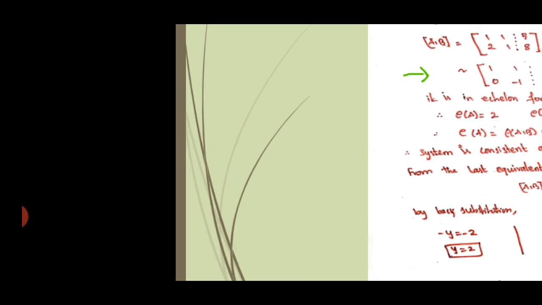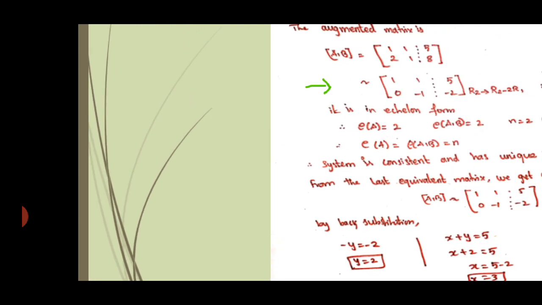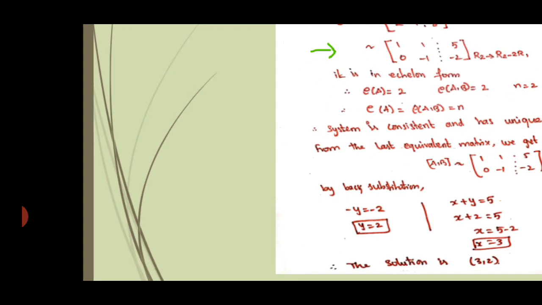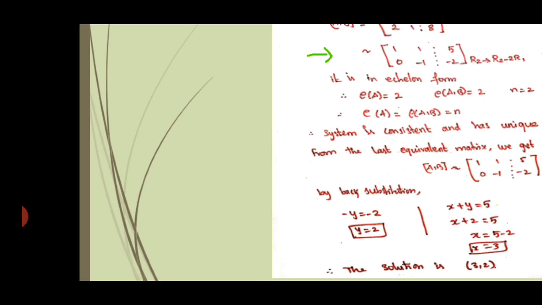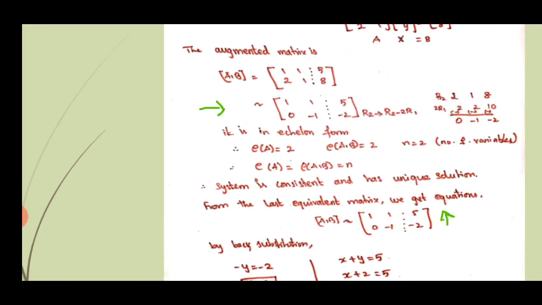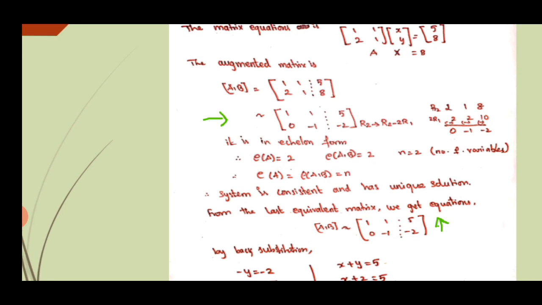Now to find the rank of AB, see the full AB matrix. In this you can see there are two rows with non-zero entries, therefore the rank of A comma B is equal to 2. And here the number of unknowns is 2. We are using only two variables x and y, therefore n equals 2. So all three values, rank of A, rank of A comma B, and n, are equal, therefore you can see the system is consistent and has a unique solution.